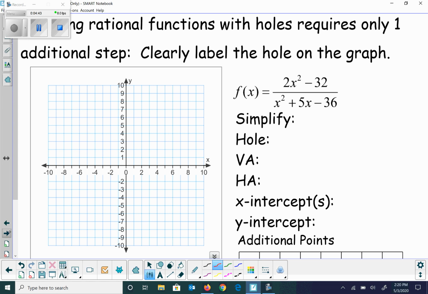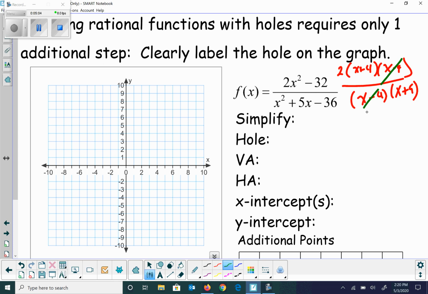Okay, so now we're going to get ready to start graphing these. So this factors to x plus 4 and x minus 4 on top, and on bottom that factors to x minus 4 and x plus 9. I think we already did this one, but we're not going to graph it. So we're going to cancel those out.